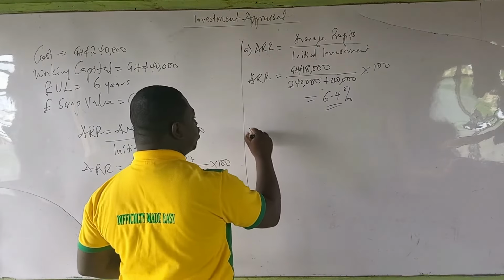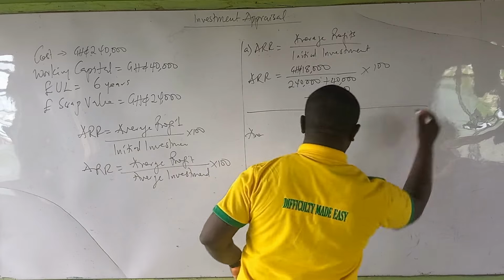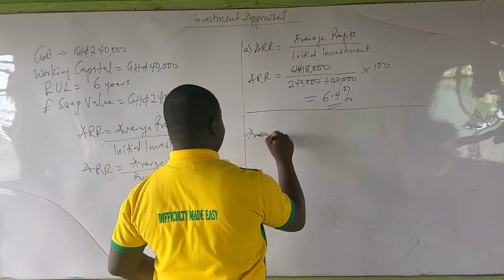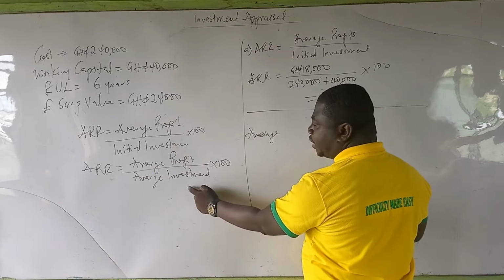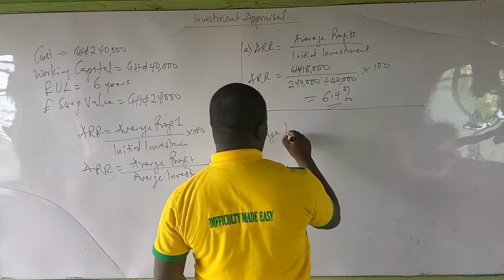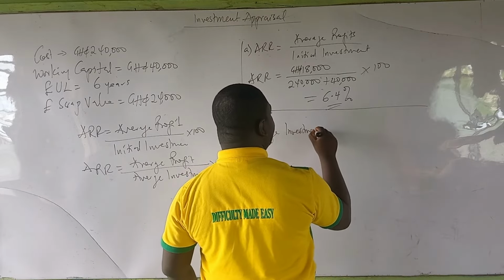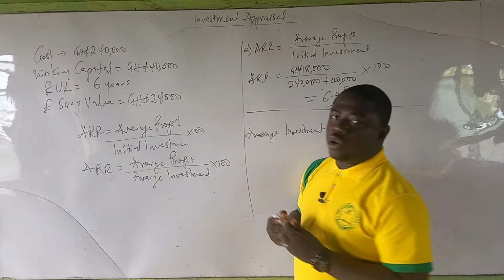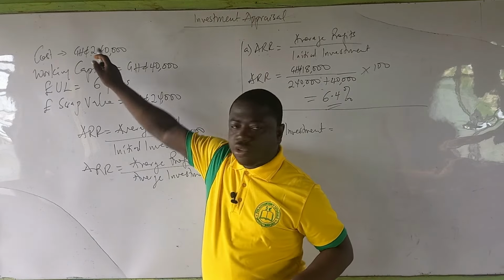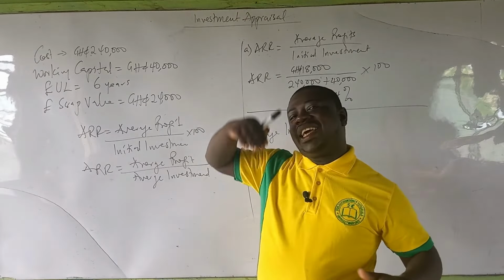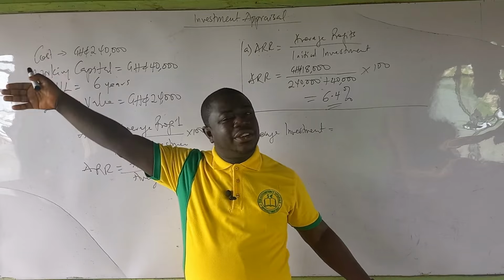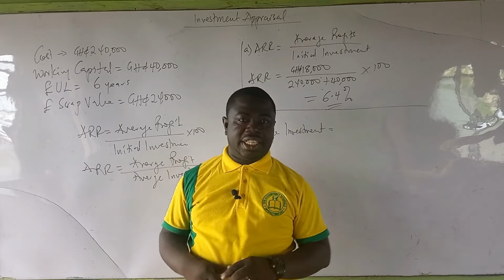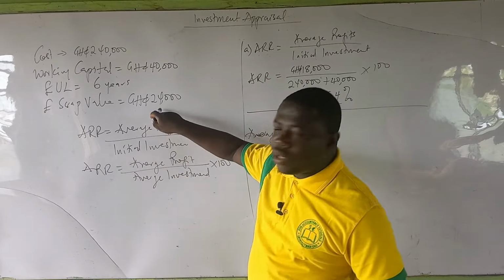So let's do workings to find our average investment, which we will use as a denominator for the second one. How are you going to get the average investment? I have told you that it is your initial cost of the asset plus the value of the asset at the end of the period. How do we get the value of the asset at the end of the period? That is what we call the scrap value.